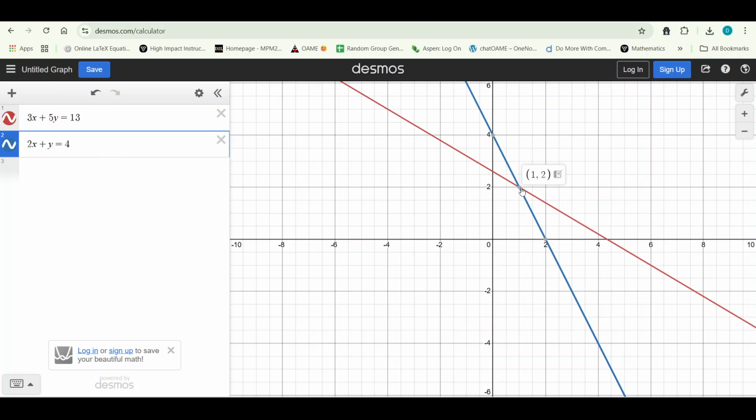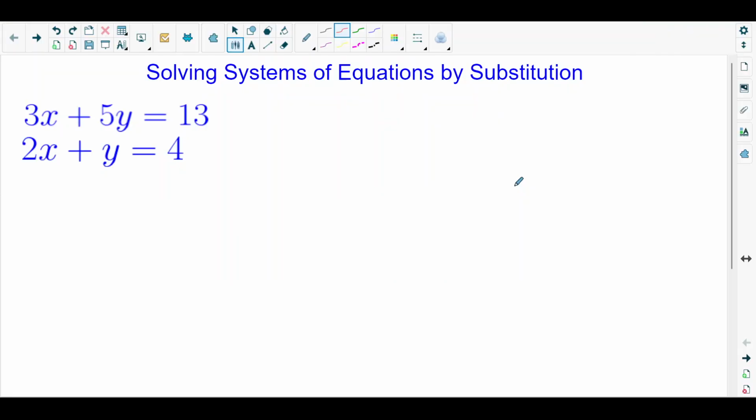here is (1, 2). So when we solve a system of equations, we're trying to figure out where that point is, and at that point, the x-coordinate and the y-coordinate for both lines are the same. That might seem obvious, but it's a really important idea. So let's have a look at how to do this algebraically by substitution.